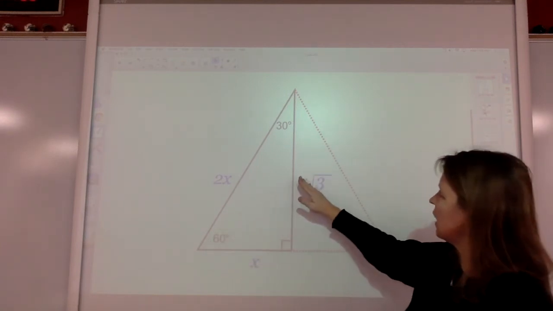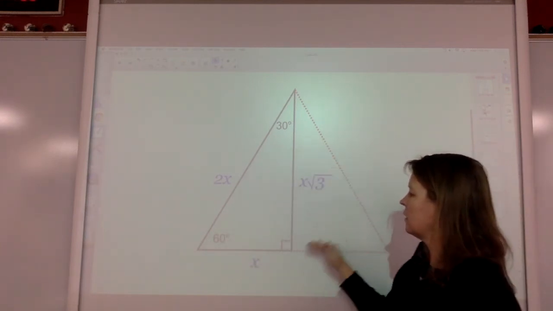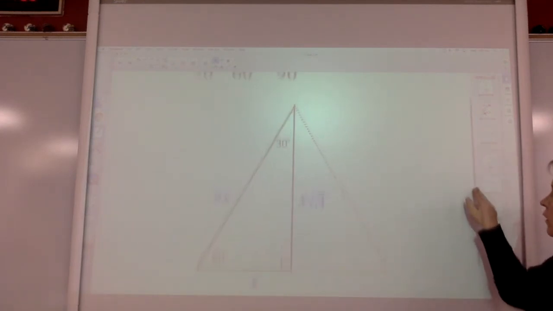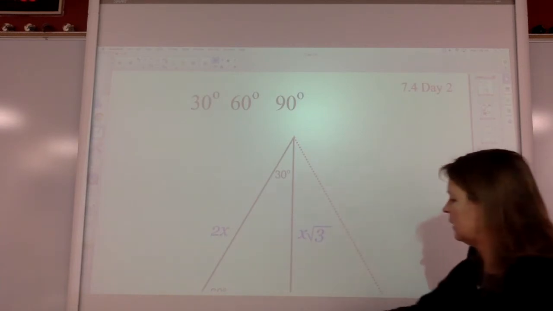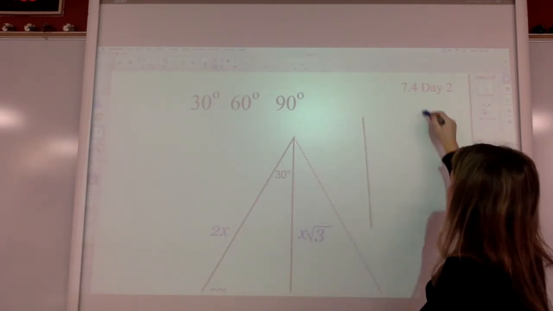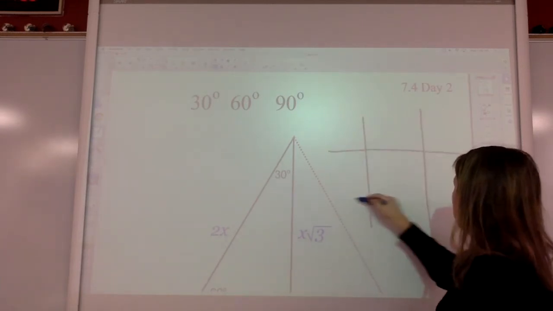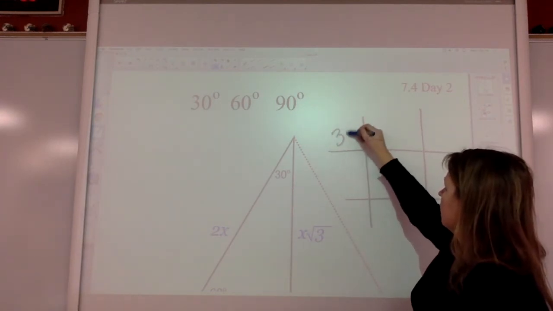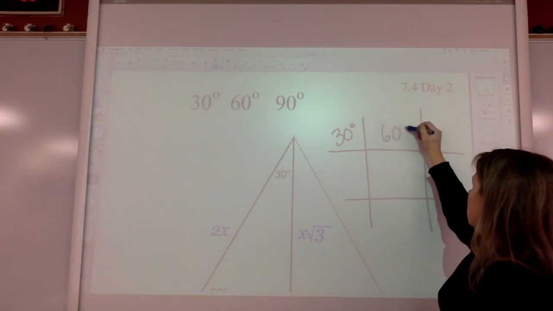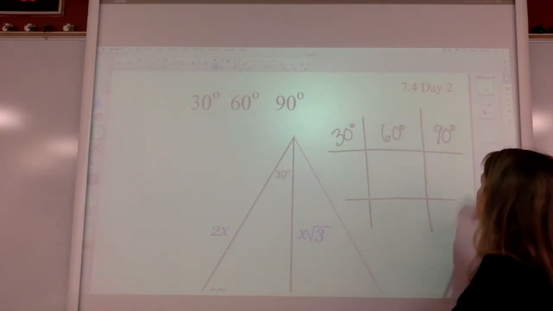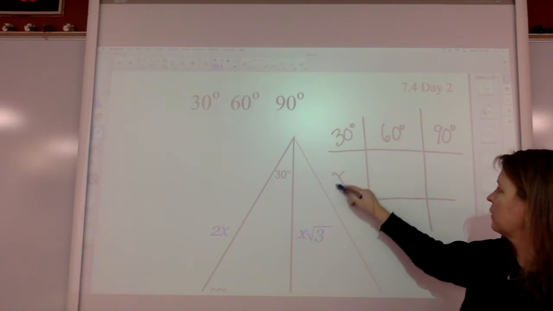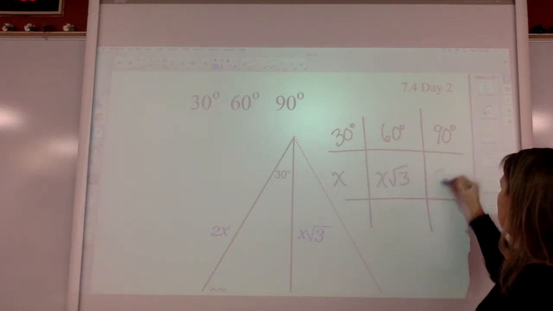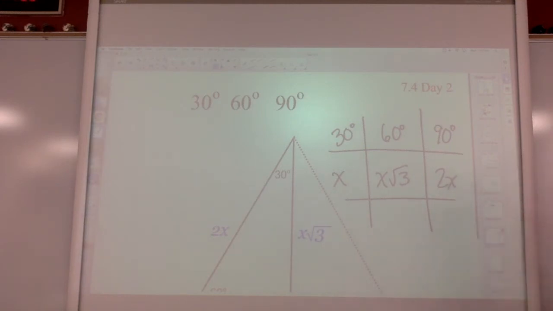It's the medium size. And if you can picture it as a 30, 60, 90 triangle, half of an equilateral triangle. So let's go ahead and make the tic-tac-toe that we did on the previous. And this time you're going to get 30, 60, 90 degrees. And your formula will be across from the 30 is x, across from the 60 is x square root of 3, and across from the 90 is 2x.